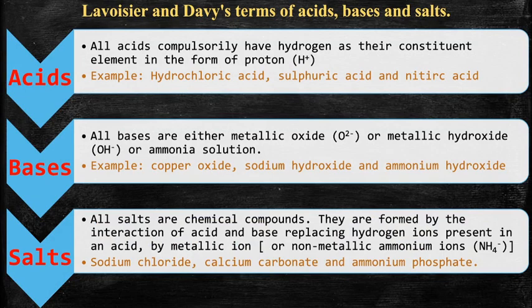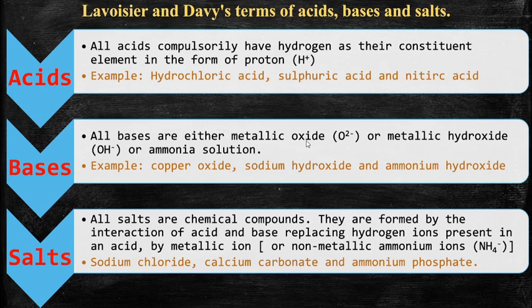Now, Lavoisier's and Davy's terms of acids, bases, and salts. Their definitions of acids, bases, and salts. First, acids. All acids compulsorily have hydrogen as their constituent element in the form of a proton, that is H+. Which means all acids contain H+. Examples: hydrochloric acid, sulfuric acid, nitric acid. You can see in all these acids H+ or H is present. The proton is present.